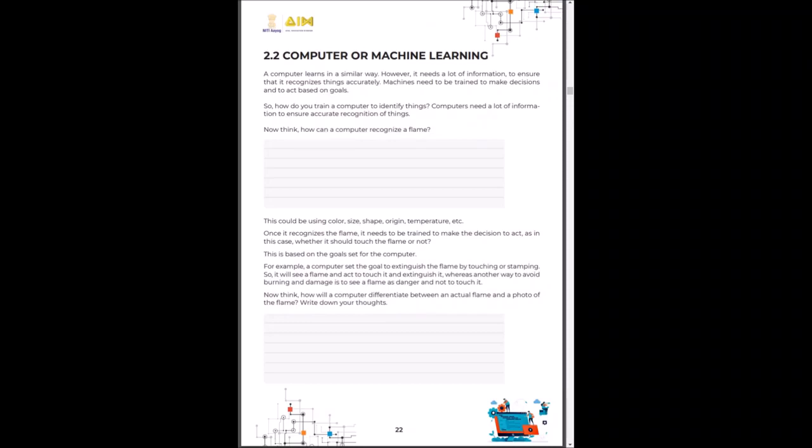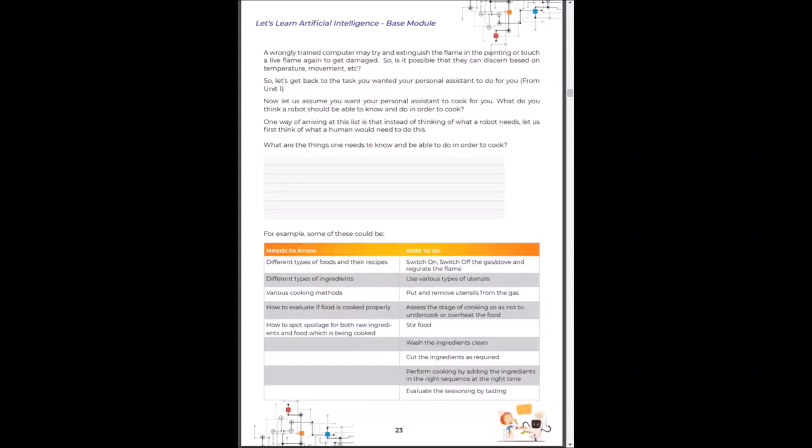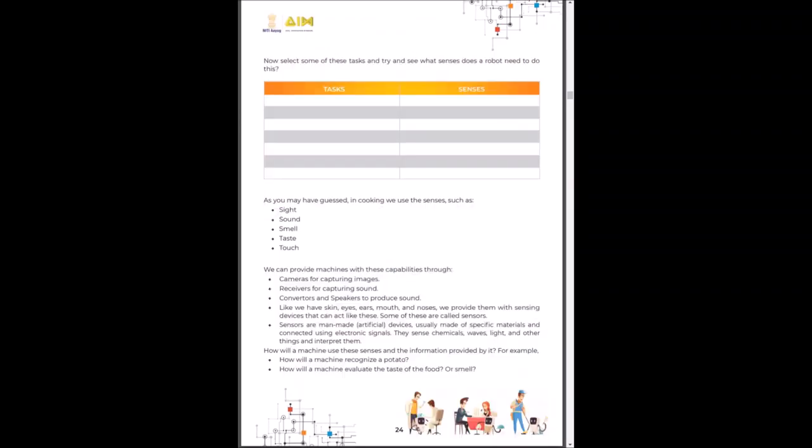The computer or machine also learns things in a very similar fashion. Now think, how can a computer recognize a flame? Let's look at one more example. What do you need to be able to cook? As you might have guessed, the computer also needs sensors.